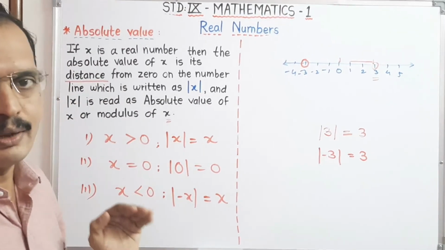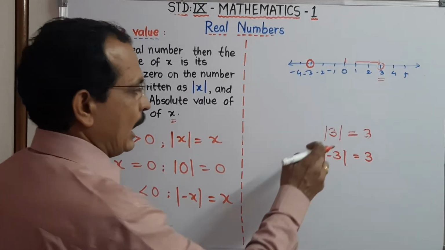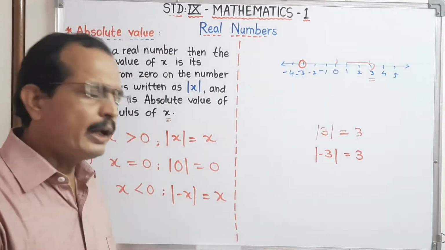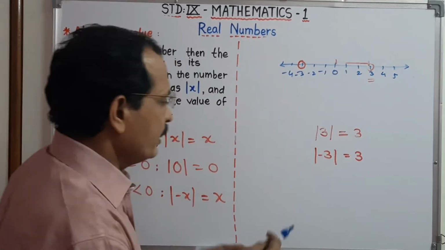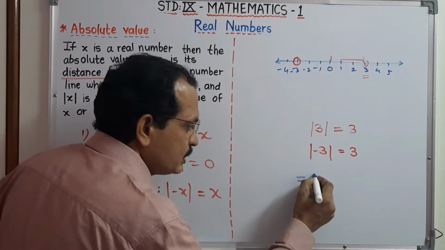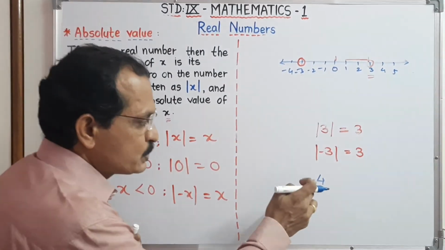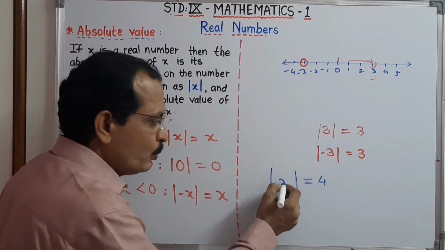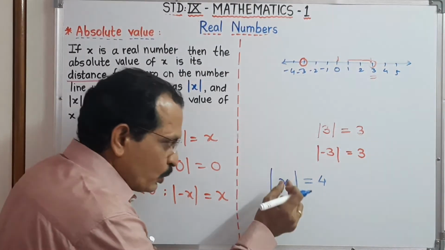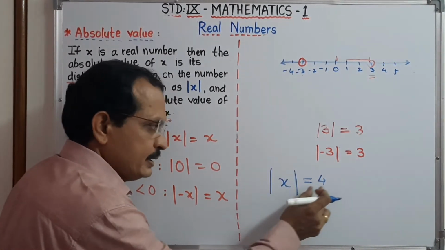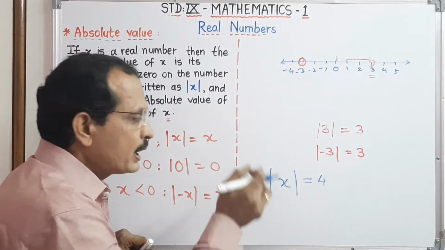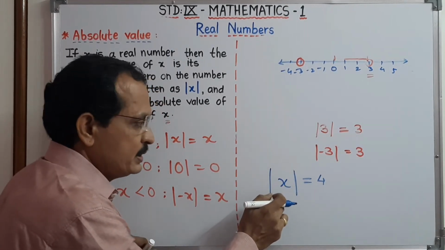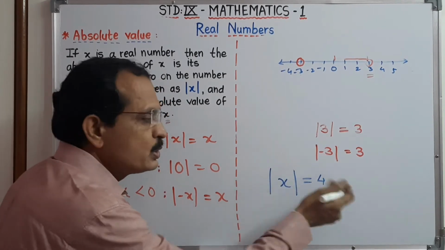Now see, one more thing I want to tell you. Here I write: the absolute value of 3 is 3, the absolute value of minus 3 is 3. Suppose I write one number, 4, as the absolute value. I want to know what x is. The absolute value of x is given, it is 4. What will be the value of x? That means we have to find the number whose absolute value is 4.